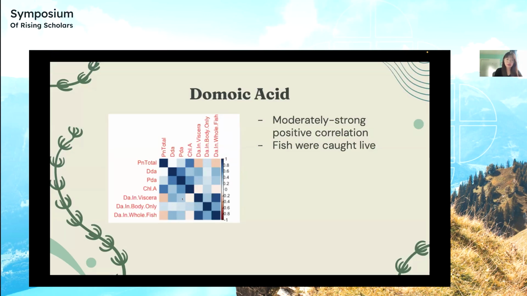However, I think it's important to note that all the fish in this study were caught live, so even with high levels of domoic acid, up to about 50,000 parts per million, they had no apparent effects on the fish since they weren't dead.